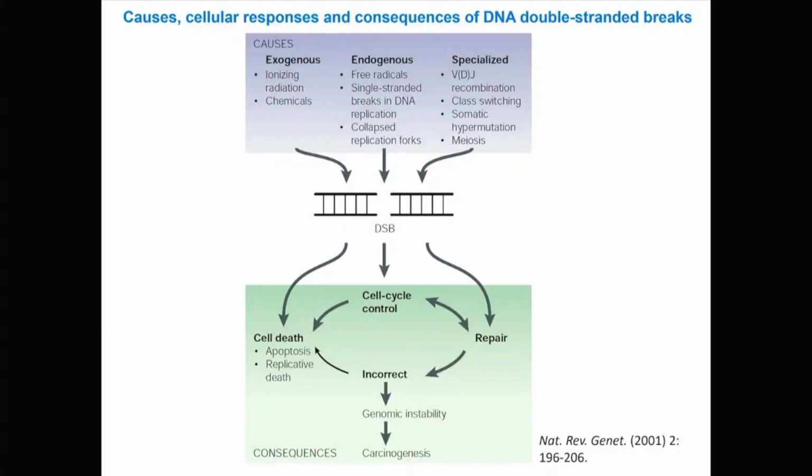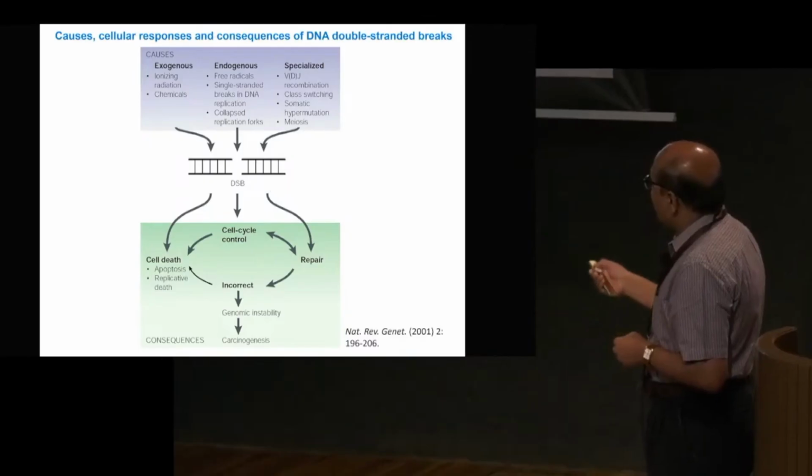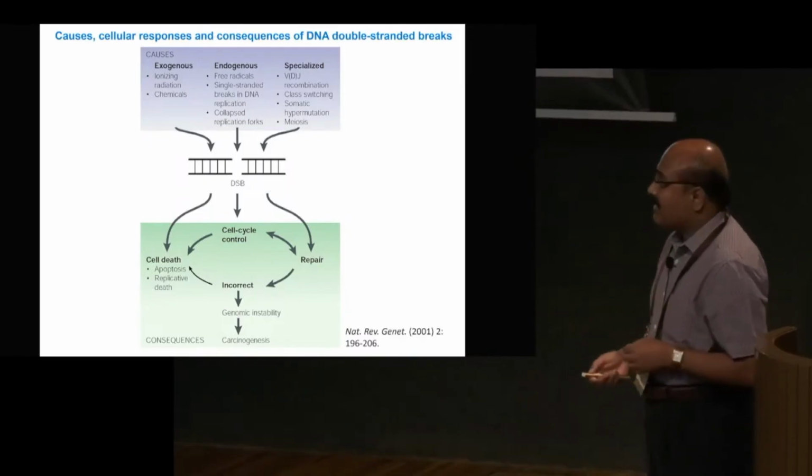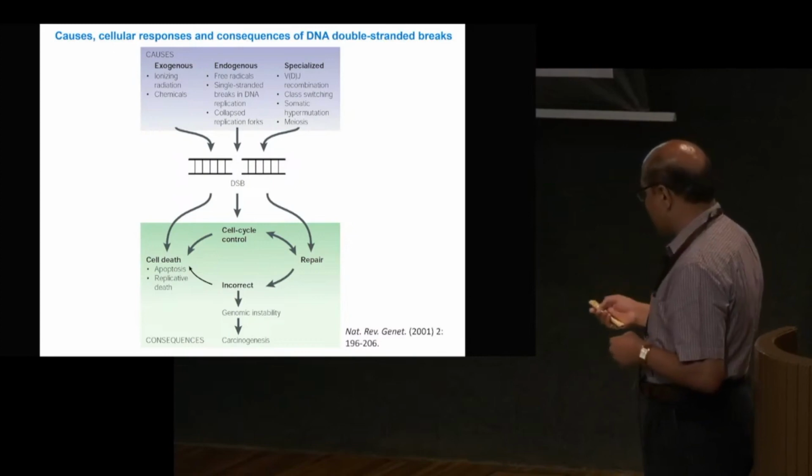So the genetic material, which is stored in the form of DNA and chromosomes in all our cells, is susceptible to various types of damage. And among different types of DNA damage, DNA double-strand breaks are the most dangerous types of lesions, which can arise endogenously by free radicals and stalled or collapsed replication fork mechanisms, and even exogenously by radiations or chemicals.